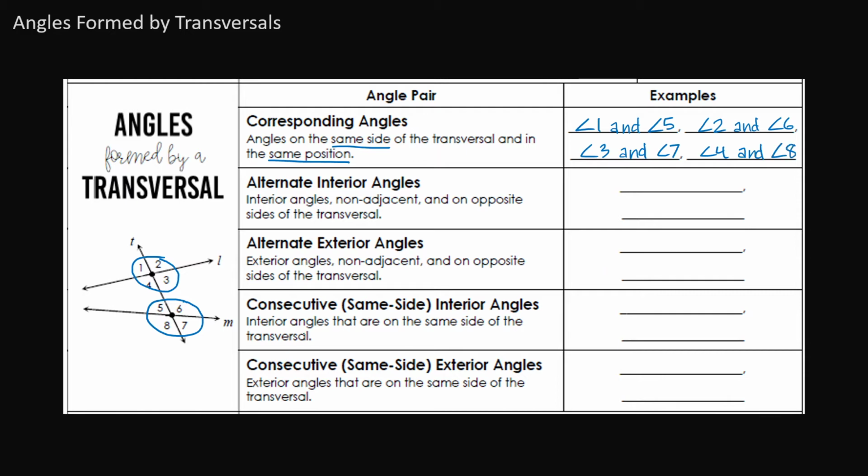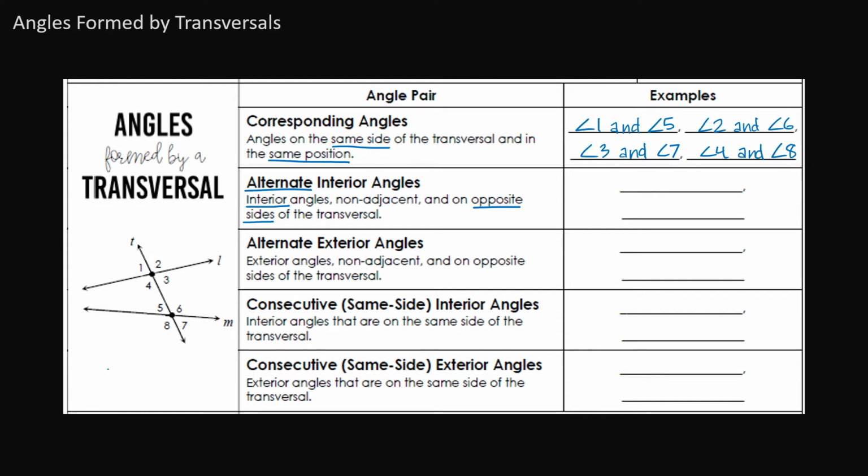Now let's talk about alternate interior angles. These are interior angles, meaning they're inside lines L and M here. They're between these lines. Interior angles. They are not next to each other, and they are on opposite sides of the transversal. Alternate is just another way to say opposite. So if I look at the angles that are on opposite sides of the transversal, let me erase some things here.